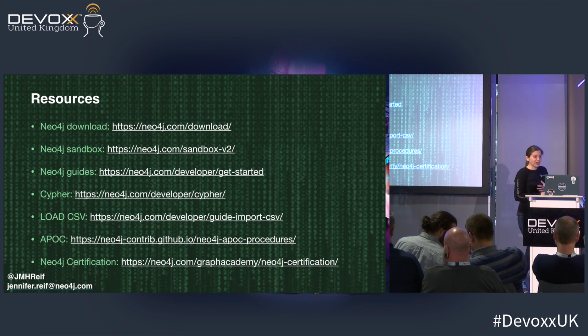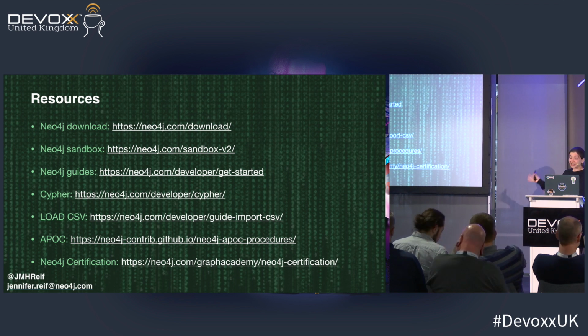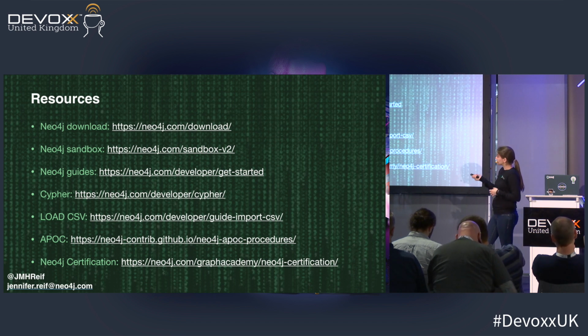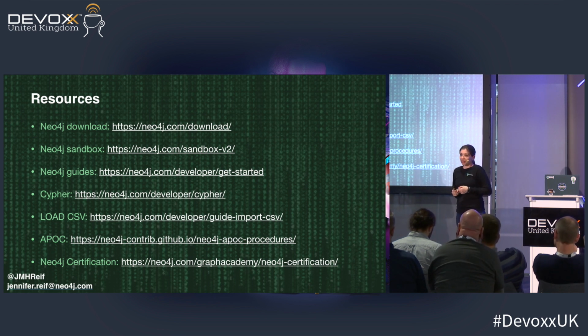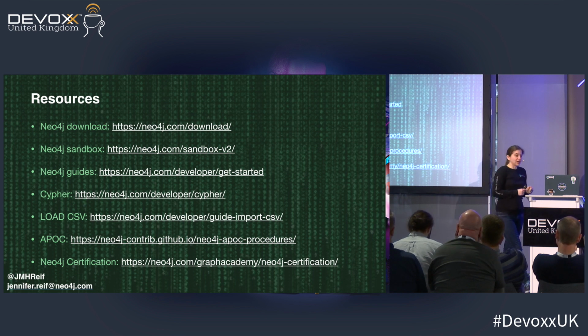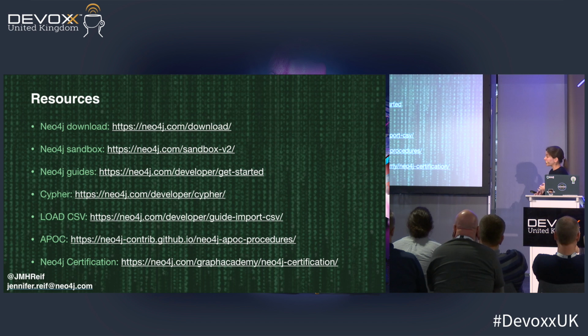And then our guides are out there, which will walk you through a lot of the stuff that I've covered today, as well as helping you learn Cypher and doing the import stuff, like LOAD CSV and APOC, all of that documentation. And by the way, APOC is an open source library, so all of the code is out on GitHub for that too, as well as Neo4j, which is also available on GitHub.